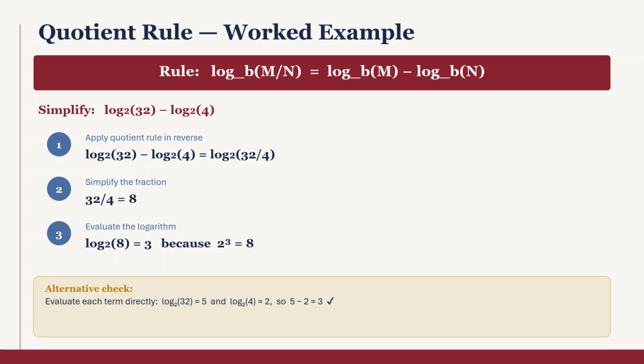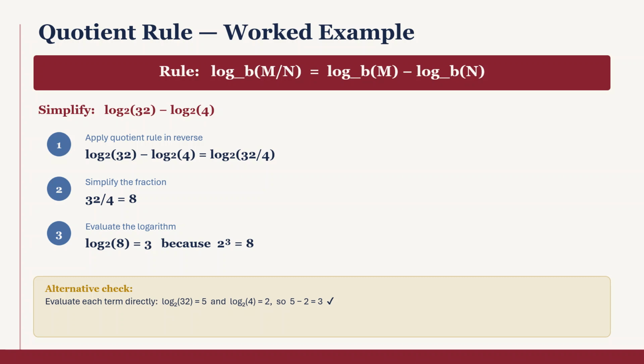Now the quotient rule. The quotient rule says log base b of x over y equals log base b of x minus log base b of y. Division inside the log becomes subtraction outside. Example. Simplify log base 2 of 32 over 4. Step 1. Apply the quotient rule. Log base 2 of 32 over 4 equals log base 2 of 32 minus log base 2 of 4.